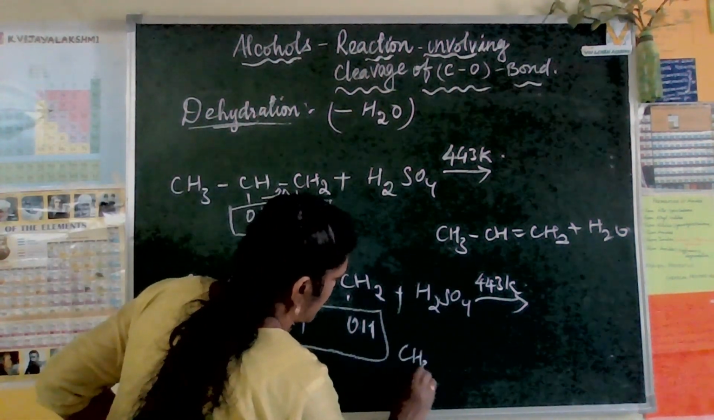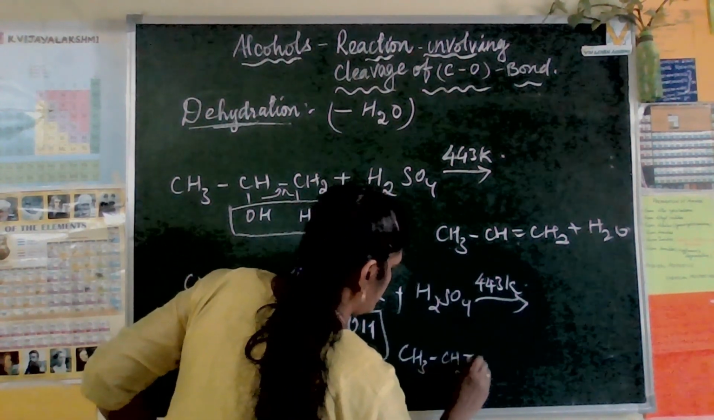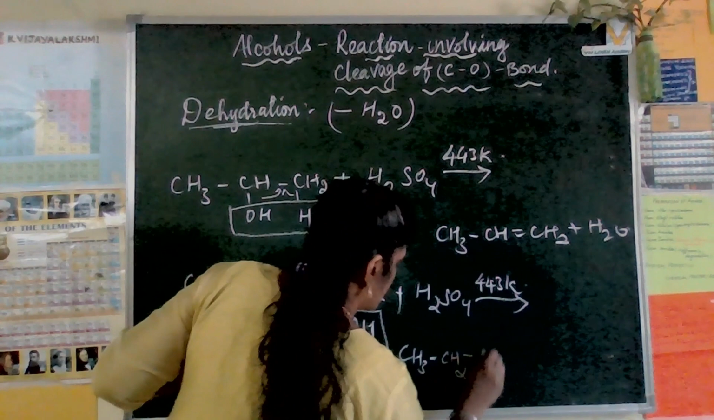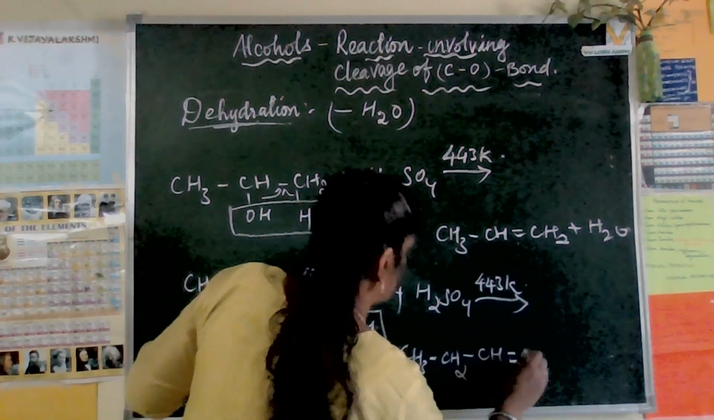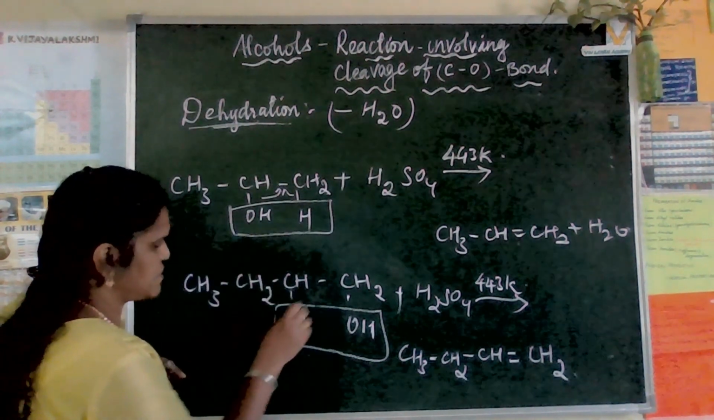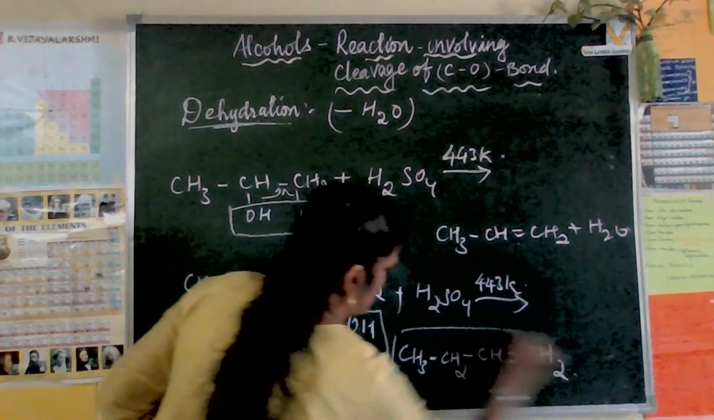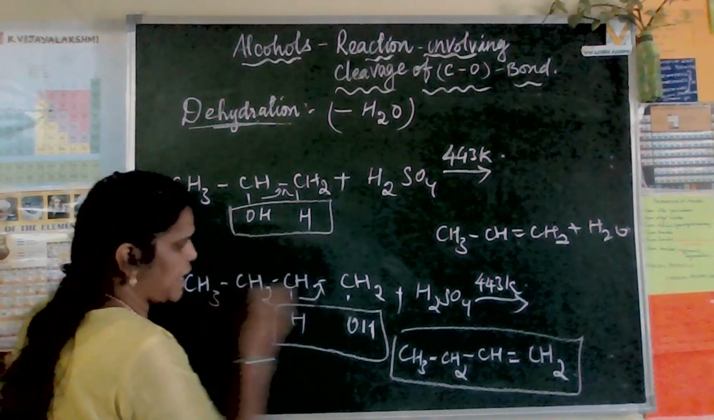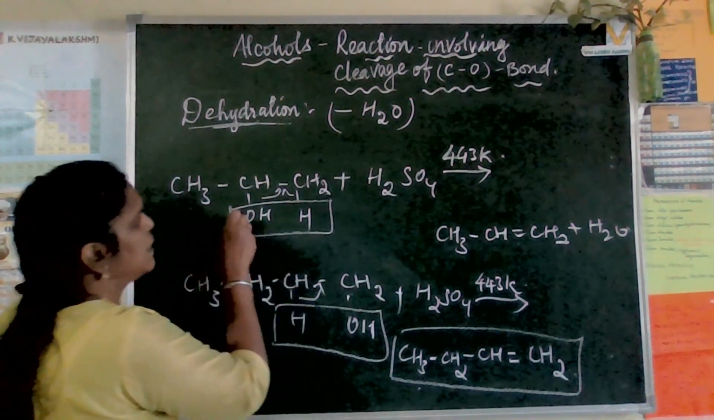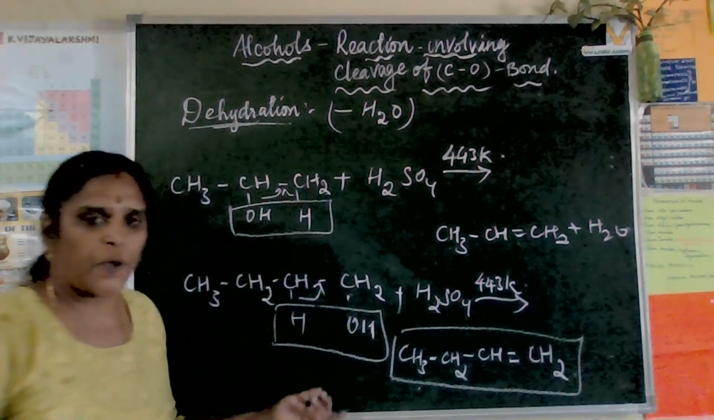You will get a product CH3, CH2, CH2, CH double bond CH2. Yes, CH. So automatically the bond will be going there. So you are getting butene. This is butyl alcohol, so butene here. Isopropyl alcohol, here you are getting propene. Hope you're clear with it.